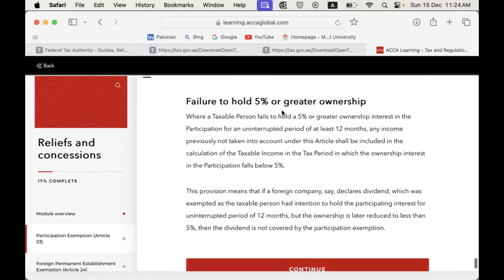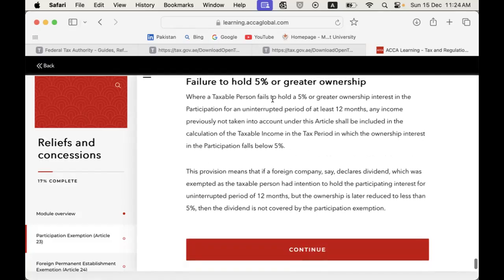Failure to hold 5% or greater ownership. Where a taxable person fails to hold a 5% or greater ownership interest in the participation for an uninterrupted period of at least 12 months, any income previously not taken into account under this article shall be included in the calculation. So basically, it's a, what do you call it? Clawback kind of a clause, right?